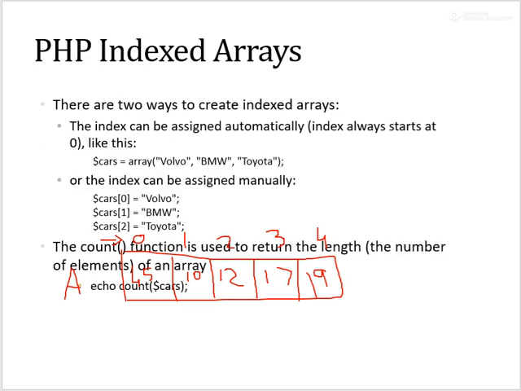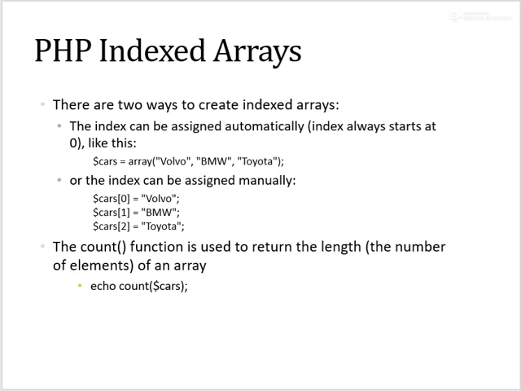Starting with the indexed array, there are two ways to create an index array. The index can be assigned automatically and always starts with 0. You know that the index always starts with 0. So this is one way to create an index array. Array is the name of the function, and cars is the name of the array, and the $ sign means this is a variable. So the variable cars is an array type variable.